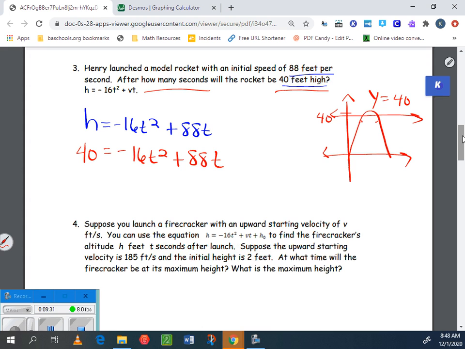So the first thing I have to do, I can't solve this until I have this side equal to 0. So I'm going to subtract 40 from both sides. Now, the last thing I want to do is to make this a little bit easier. I noticed that the negative 16, the 88, and the negative 40 all have a common factor of 8. So I'm going to divide everything by 8. And I could divide by negative 8, but it's not really going to matter.